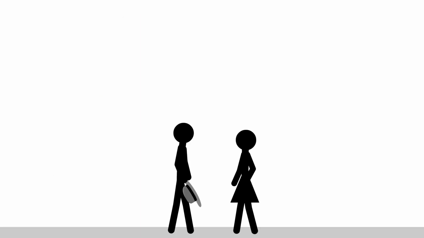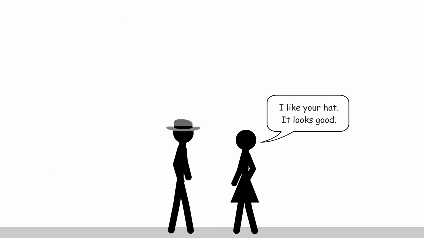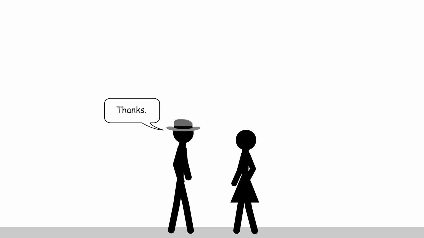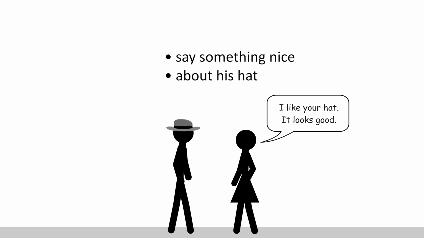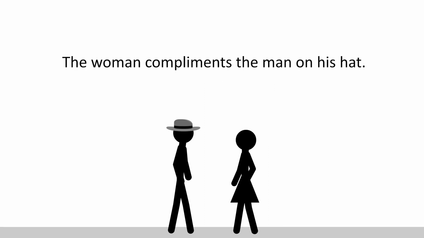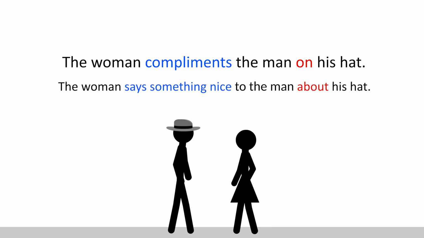How do you think we could describe this using a phrasal verb with on, in which on means about or regarding? Here, a woman says something nice to a man about his hat. So we can say, the woman compliments the man on his hat. Compliments means say something nice, and on means about. So the sentence just means, the woman says something nice to the man about his hat.